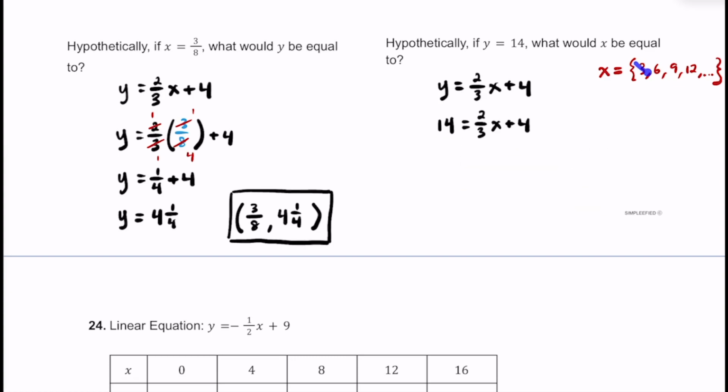We can try maybe, we said that 3 and 6 don't work here. Maybe just jump ahead a little bit and try something like 12. So if we try x is equal to 12, it'd be 2/3 times 12. What's 2/3 of 12? Well, 1/3 of 12 is 4, so 2/3 of 12 is 8. 8 plus 4 is going to be 12. And so that's not what we want either.